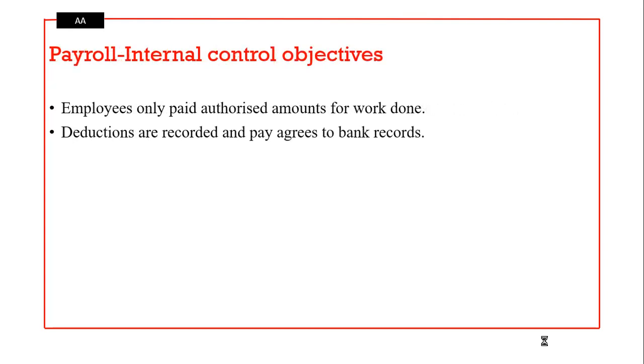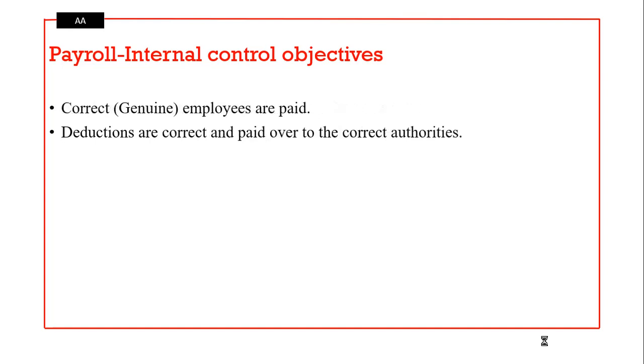All right, I'm now going to payroll, and I'm remaining with capital expenditure, I should suppose. But payroll becomes an important system in any given organization. So under payroll, the objectives of the controls are that only employees who are duly employed by the company are paid. Employees only paid authorized amounts for work done. And then deductions are recorded and pay agrees to bank records. That is your objective there.